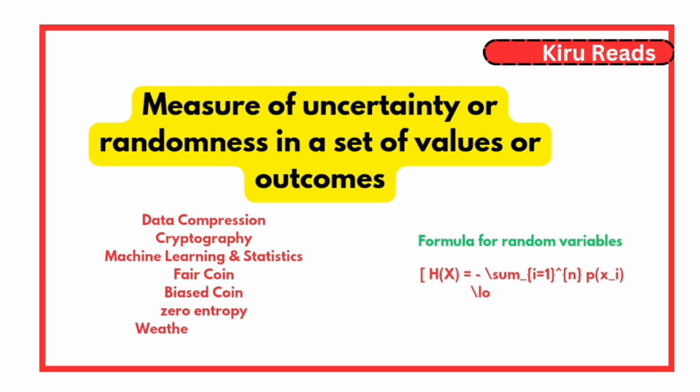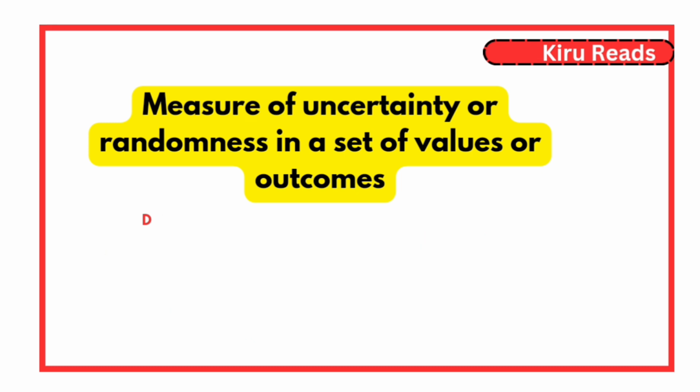Third, machine learning and statistics. Shannon entropy plays a crucial role in various algorithms, particularly in decision trees, where it helps in determining the best splits based on how much uncertainty the split reduces.